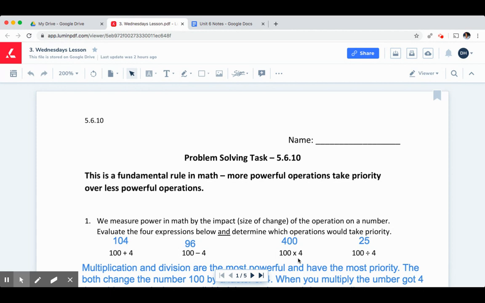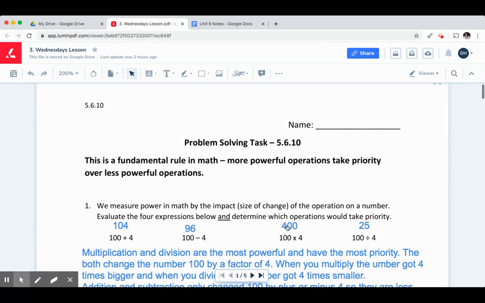Now, let's think about the way that multiplication and division affected the number 100. Based on the answers to those expressions, which operations would you say are more powerful? Addition and subtraction or multiplication and division? When we multiplied 100 by 4, we ended up with 400. And when we divided 100 by 4, we got 25. So the difference between 400 and 100 is 300 units. And the difference between 100 and 25 is 75 units.